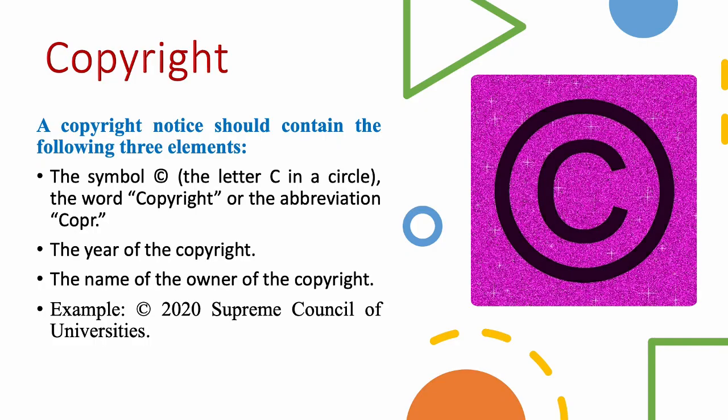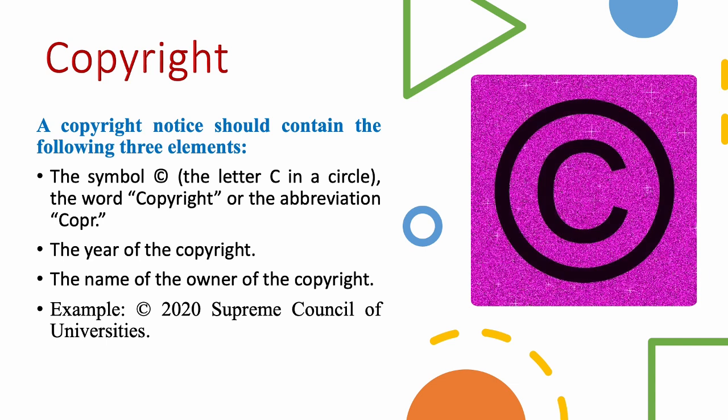The copyright notice should contain the following three elements. As you see here in the picture, a big C inside a circle. This symbol, which is the letter C in a circle, means that the rights of this work are protected by the copyright. We sometimes write copyright, the full name, or the abbreviation COPR.